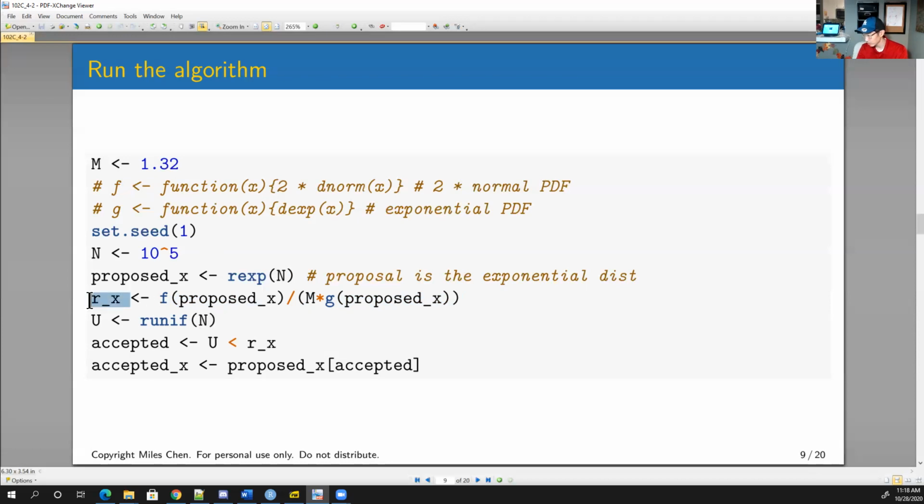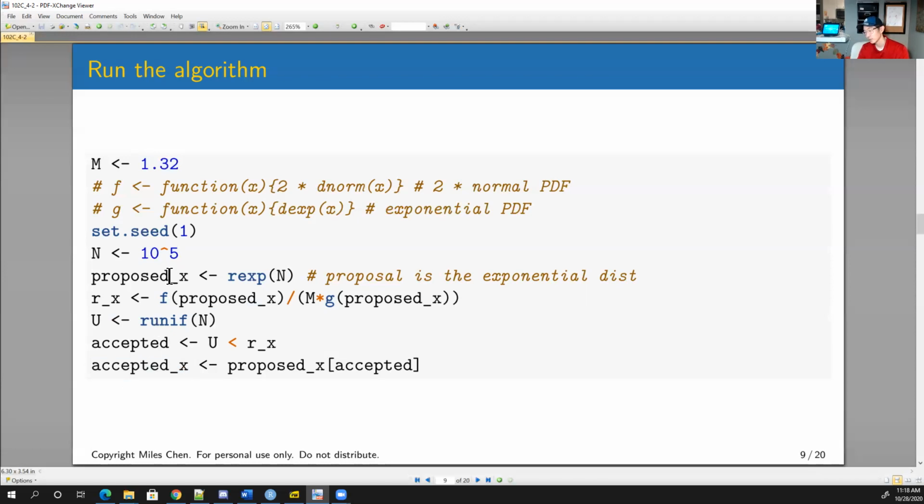Okay, so anyway, we're going to get the ratio. We get a vector of ratios, and then we're going to run runif to get a whole bunch of uniform random values, and we will accept a proposal if u is less than that ratio. Accepted is going to become a logical vector of TRUEs and FALSEs, and we subset the proposed x's, which we have 100,000 of. We only keep the ones where accepted is TRUE. And so accepted x is going to be a lot smaller than proposed x, smaller by around a factor of m. So you do 100,000 divided by 1.32, and that's going to be your approximate size of accepted x.